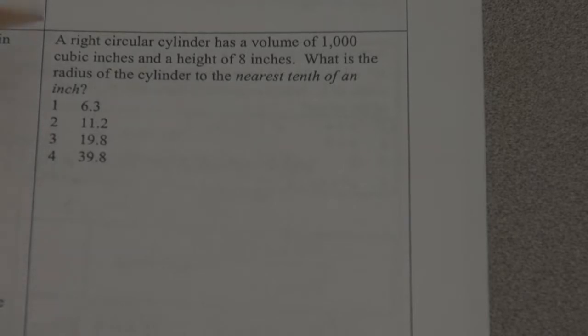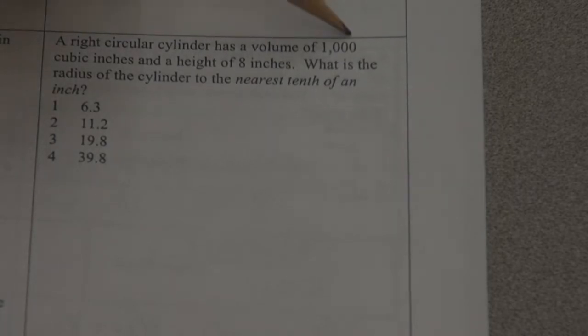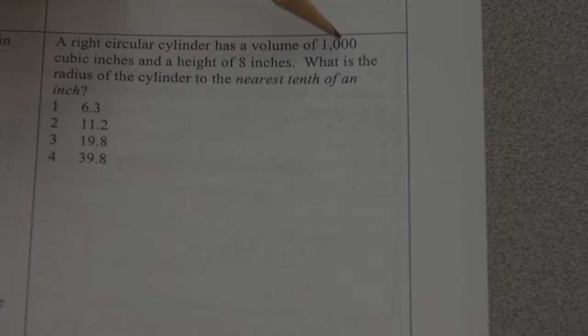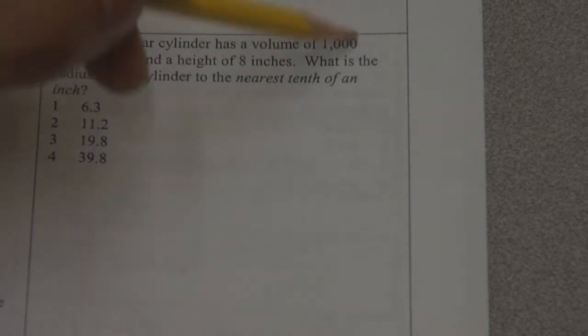It says, a right circular cylinder has a volume of 1,000 cubic inches and a height of 8 inches. First of all, right away, it says has a volume. So that means that length times width times height is already given to you right here, the whole volume. So what's next from there? You're going to divide. At some point, you're going to divide because you already got the volume.